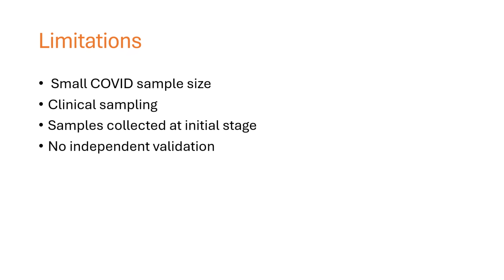Also, there's a time component. These samples were collected at the initial stage of the pandemic, and there's no real continuous sampling, so it's only this snapshot of this one initial point. And finally, there's no independent validation, so they used the same data set to refine itself, and there's no way to independently validate what they were doing.